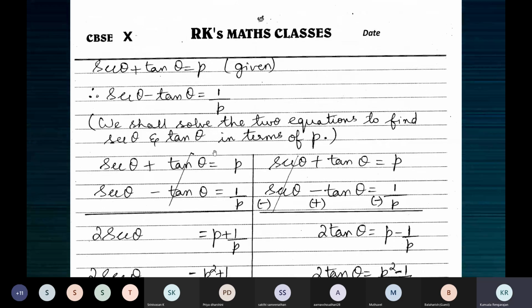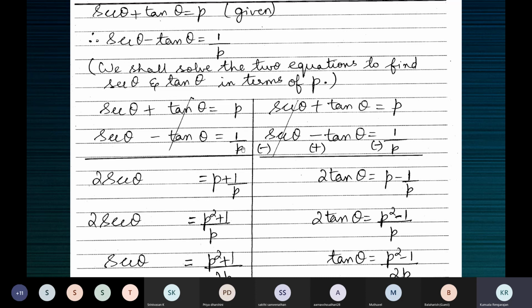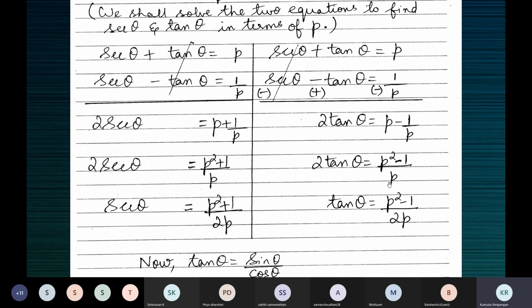See, children, what I would say is these things, you don't have to practice all this at all. It's very theoretical. You can just remember like this. We are given secant theta plus tan theta is P. So you can find another equation, secant theta minus tan theta, which is 1 by P. So now you have two equations, like you solve two equations in x and y. We solve these two equations to find secant theta and tan theta. Without changing the signs, by adding, we found secant theta, and by subtracting, by changing the signs throughout, we found tan theta.